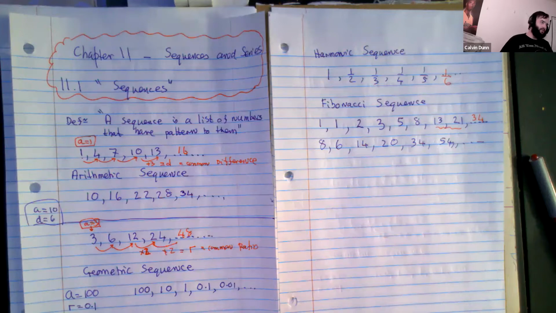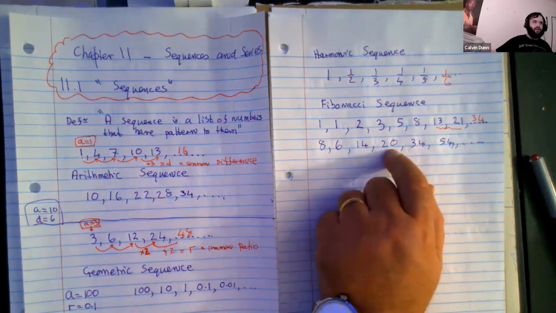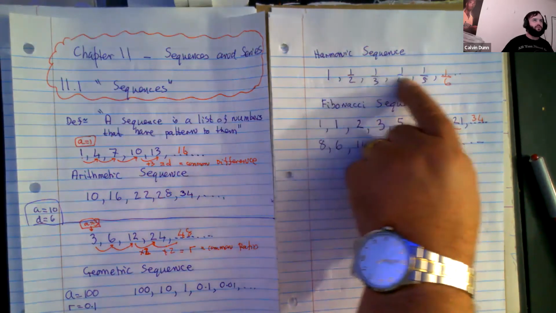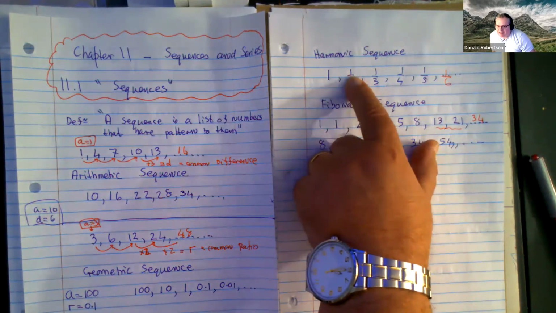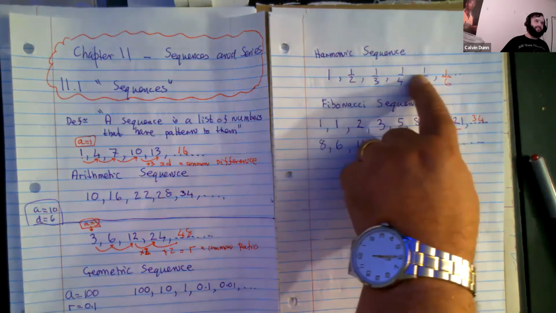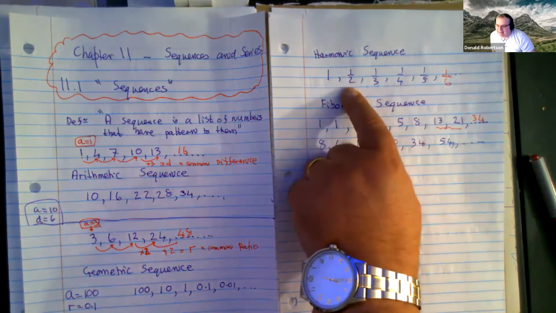Just a quick question. I think I might have missed it. For a harmonic sequence, what makes it harmonic or what makes it special? Well, what makes it special is a little bit harder. What makes it the harmonic? It's 1/2, 1/3, 1/4, 1/5, 1/6. That guy is called the harmonic.